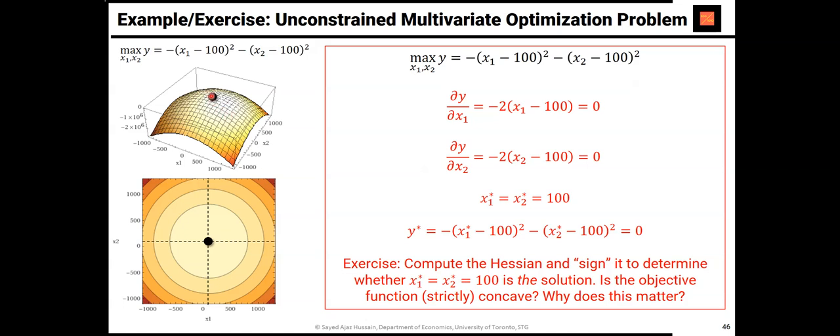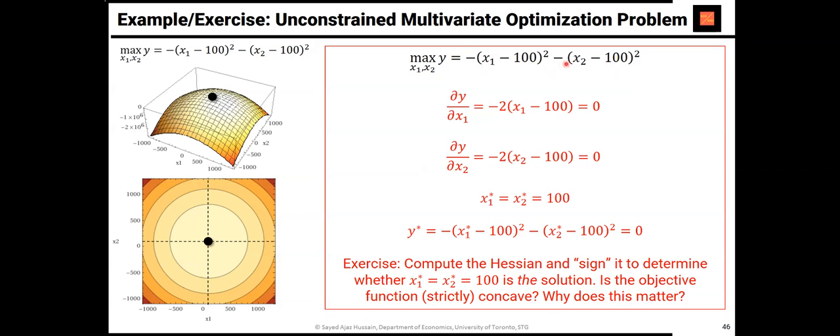Well, yes, it is, because I've given you a 3D plot. So you can see that x1 is 100, x2 is 100, at the top of the mountain. That is the solution. But you should find out that the Hessian at that point is indeed going to be negative definite. And by the way, I also want you to find out whether the function itself in the first place is strictly concave.